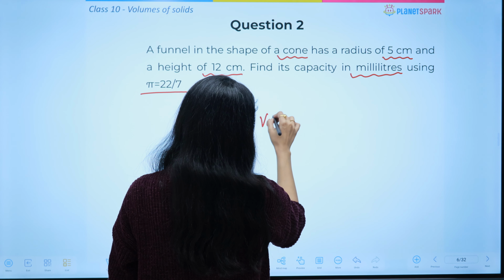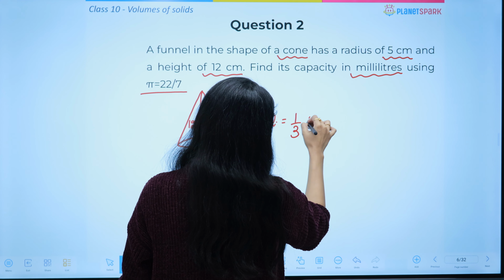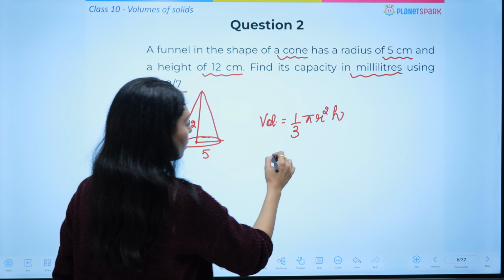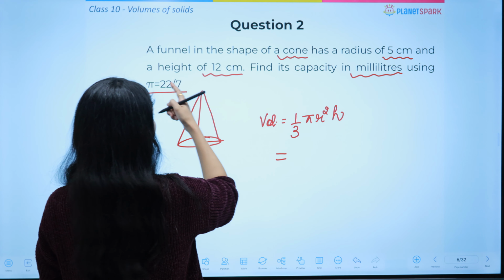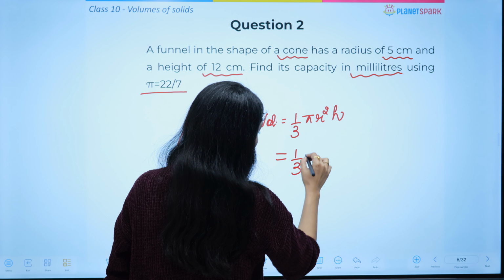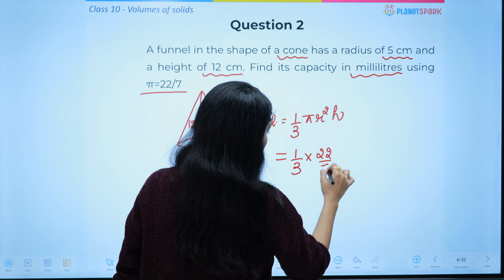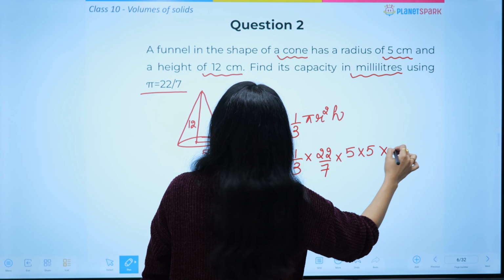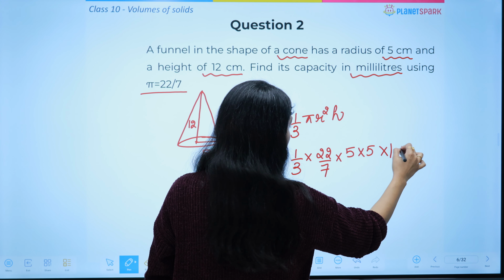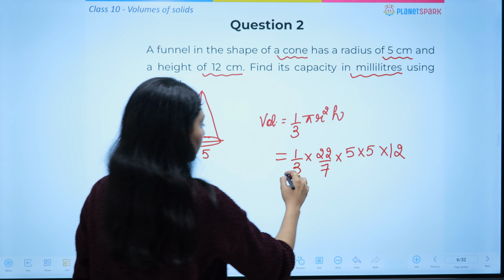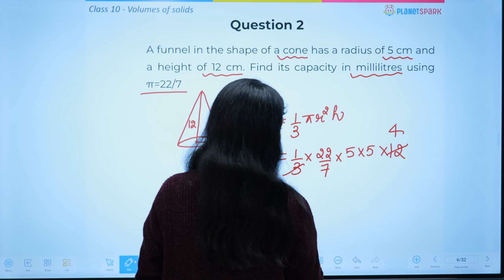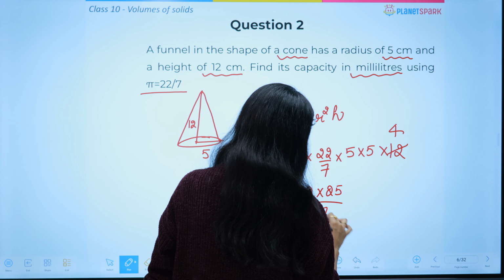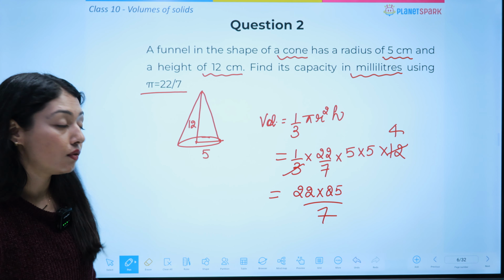So what is the volume of a cone, everybody? 1 by 3 pi r square h. Substitute all the values here, because radius is given, h is given, pi is also given. 1 by 3 into 22 by 7 into radius 5, 5 square, into height that is 12. Then 22 into 25 by 7. Just multiply them, divide by 7, get the value in decimals.